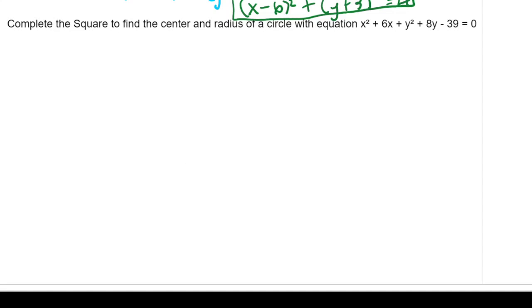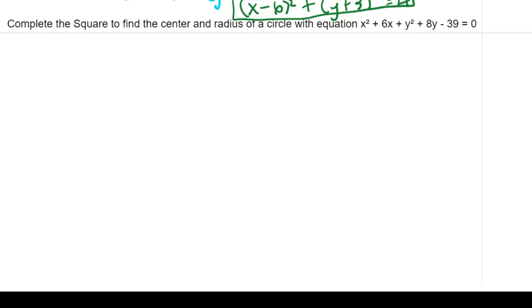All right, so the last question says complete the square to find the center and radius of a circle with equation, and it gives us this jumbled up expanded equation. So we're going to have to complete the square to get this into standard form so that we can easily identify the center and the radius of this circle.